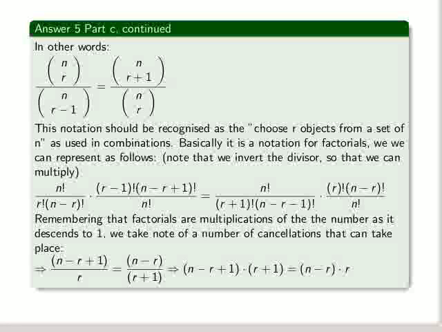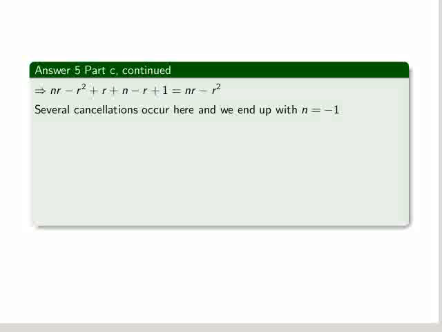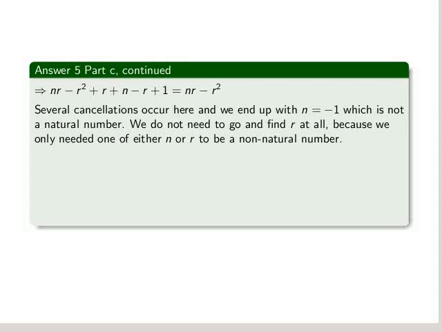Okay, multiplying across by the two denominators, we have to carry out some manipulation of that equation, but it's all totally legal. Several cancellations occur, and we end up actually with n equals minus 1, which is not a natural number. We do not need to go and find r at all, because we only needed that one of either n or r to be a non-natural number.